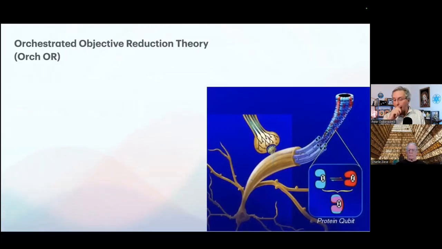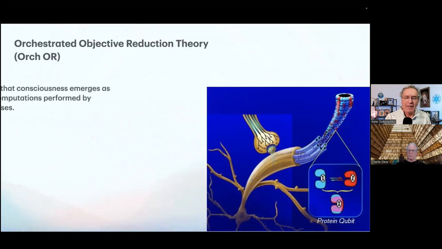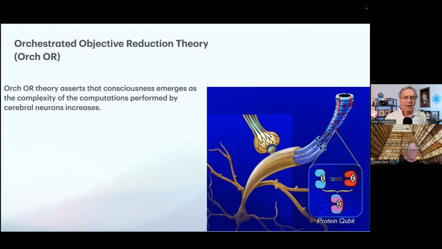All right, so now let's get into these qubits a little bit. We saw that diagram of those microtubules. Now, the microtubules have these little packets of information on them, these little protein qubits. And when those are activated, that's when consciousness shows up. Orch-OR theory asserts that consciousness emerges as the complexity of the computations informed by the cerebral neurons increases. So you get more complex, right? And then boom, you have enough to access these qubits at a super deep level. And that's when you have access to consciousness.